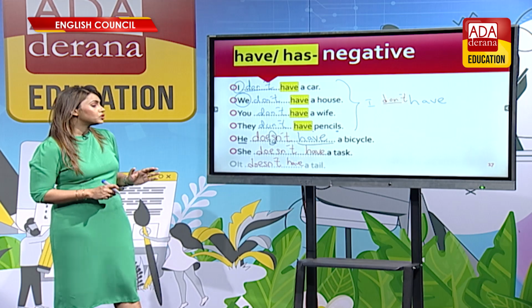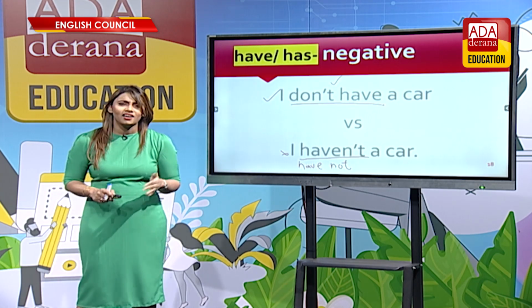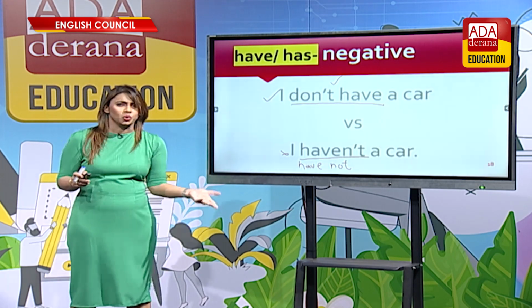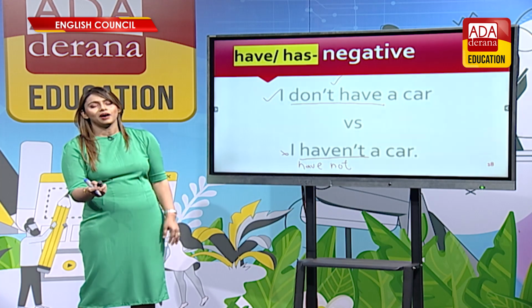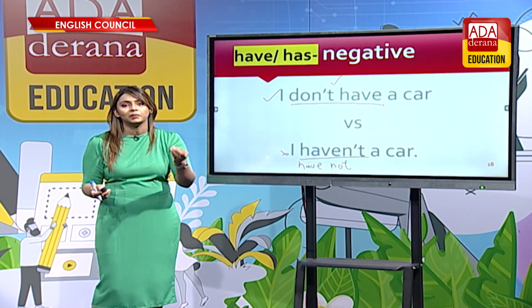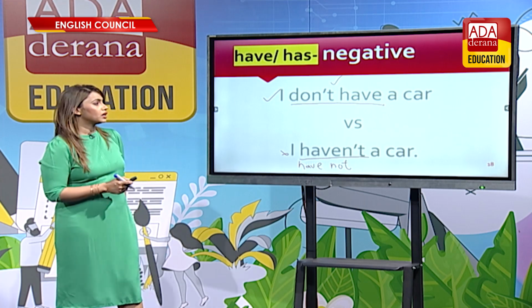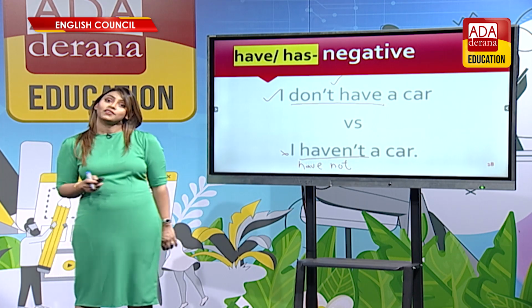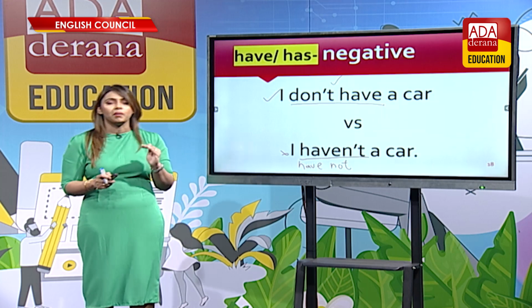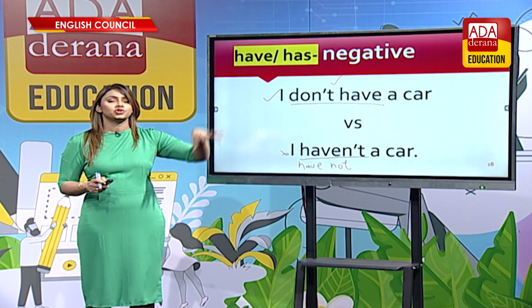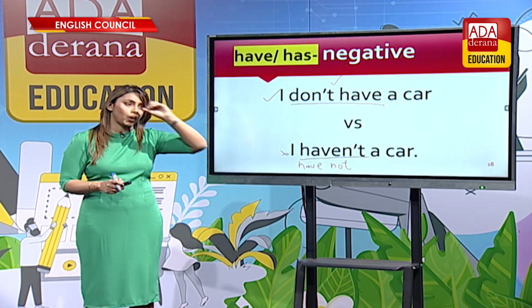And then we were talking about the negatives as well. I don't have a car, he doesn't have a car, we don't have books, they don't have pencils. And then we had the questions as well. Do you have a car? Do they have a car? Don't you have a car? Does he have a car? And then I was talking about I don't have a car and I haven't a car. I can preferably, what I always choose. Yes, I was talking about that as well.